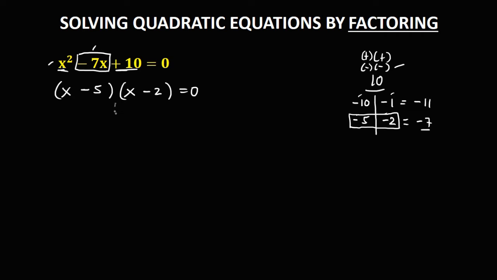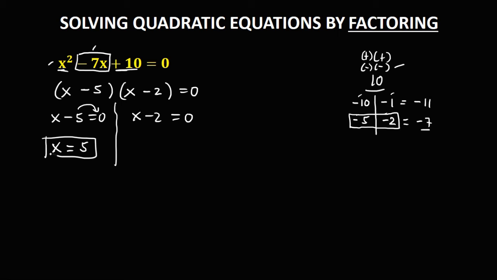Then to solve for the values of x, we need to equate these factors to 0. So x minus 2 equals 0. To solve for x, transpose this negative 5, which becomes positive 5, and for x minus 2, transpose this negative 2, which becomes positive 2. Therefore, the solution of this quadratic equation is x equals positive 5 and x equals positive 2.